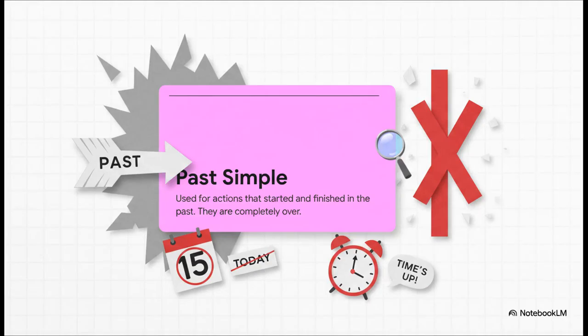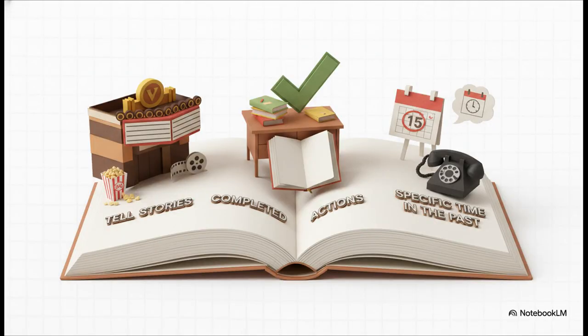If an action started in the past, and this is the important part, it finished in the past, you use the past simple. It's done, it's complete, it's over. Like, I walked to work this morning. The walk is finished.